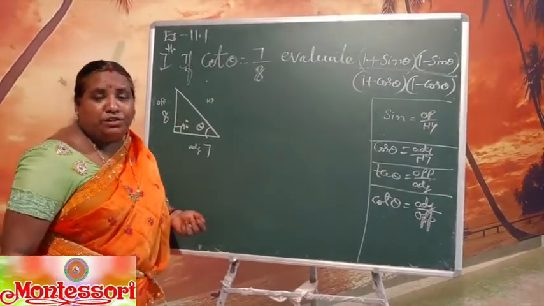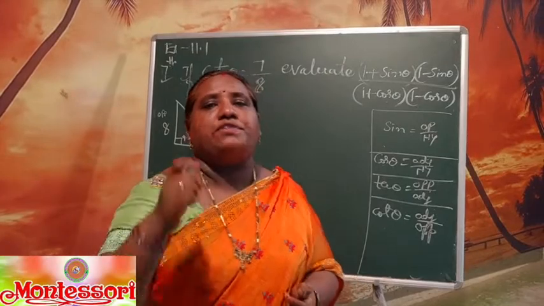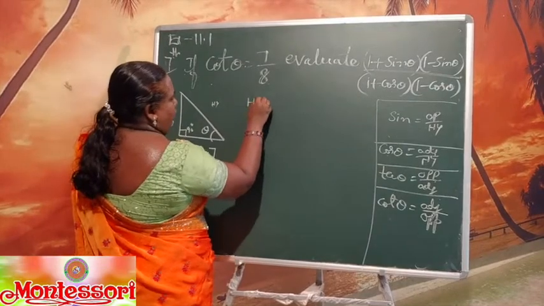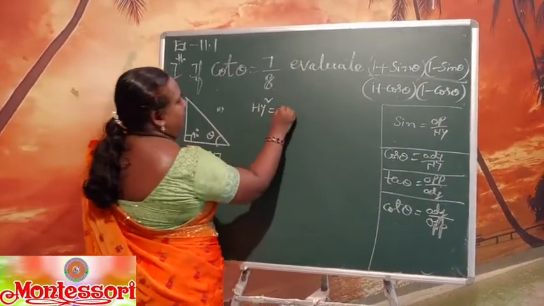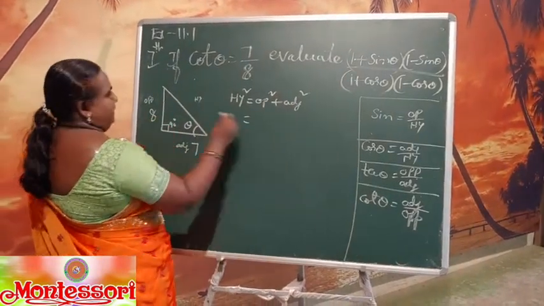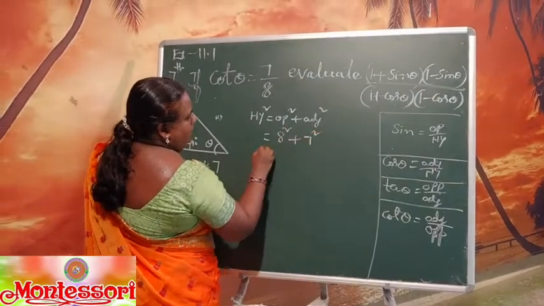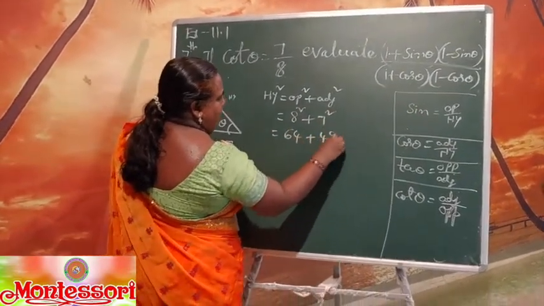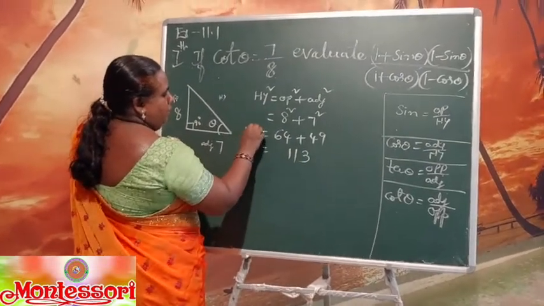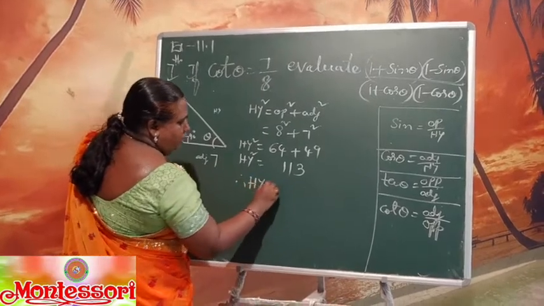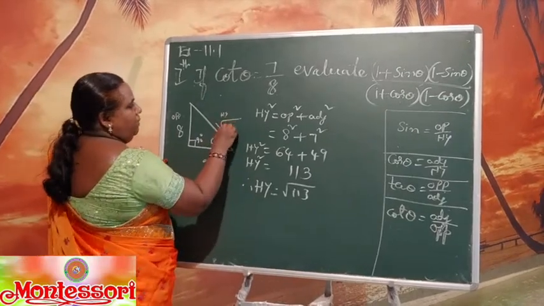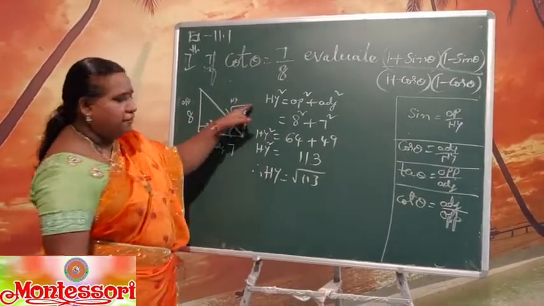Now what about hypotenuse? How can you find hypotenuse? By using Pythagoras theorem. What is Pythagoras theorem? Hypotenuse square is equal to opposite side square plus adjacent side square. Then what is opposite square? 8 square. And this is 7 square. 8 square is 64 and 7 square is 49. That is 113. Therefore, hypotenuse is equal to square root of 113. Now, by using Pythagoras theorem, we got the hypotenuse.